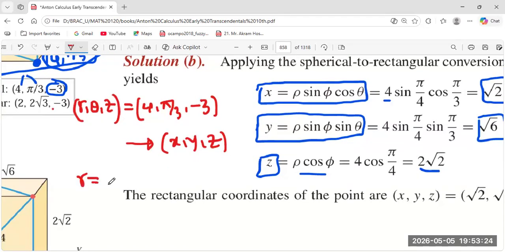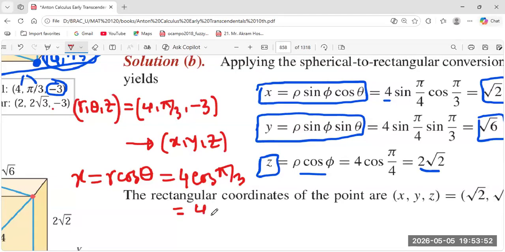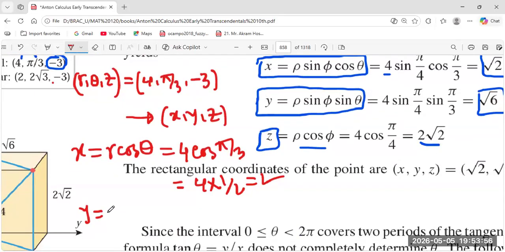The r quantity is the square root of x square plus y square. Sorry, the given quantities are in r, theta and z, so we want to calculate x, y and z. The formula for x is x is equal to r cos theta. So r is 4, cos of pi divided by 3 is a half, so this is 4 times half, which is 2. And similarly, y is equal to r sin theta.